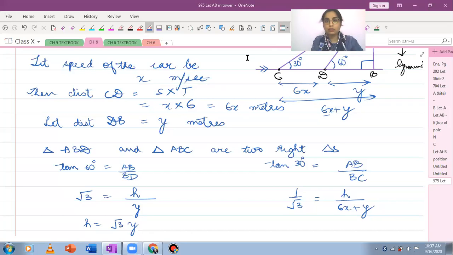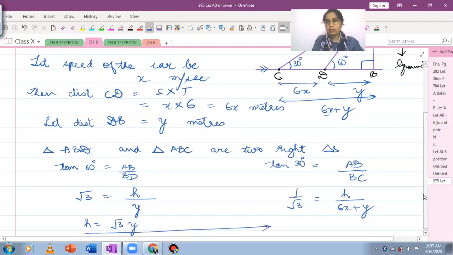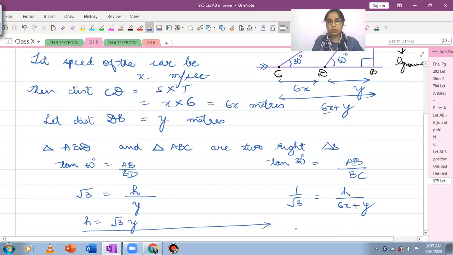Don't add time with distance. Don't add 6 with y. 6 is actually the time taken, and y is the distance from D to B. And then you can just use the value of h obtained from this smaller triangle in the larger triangle, and then you can just work out with the values.